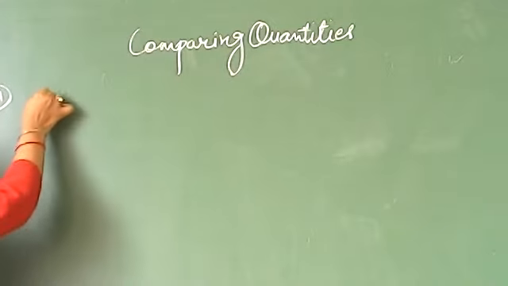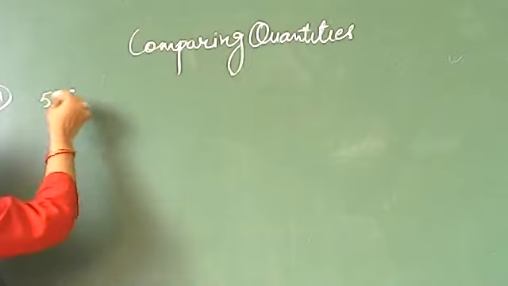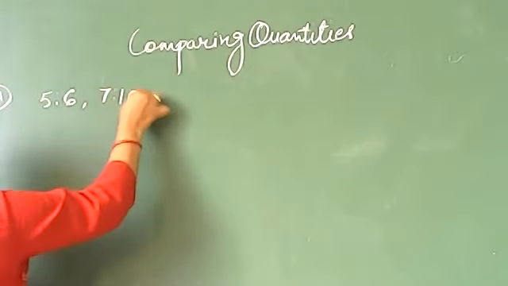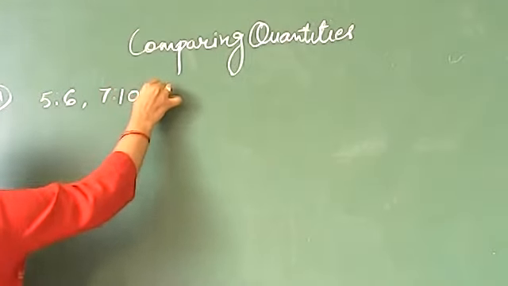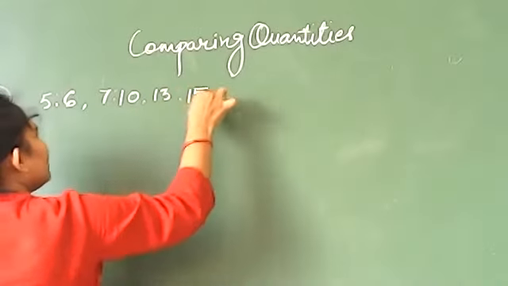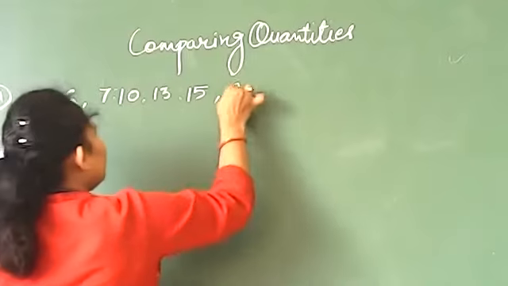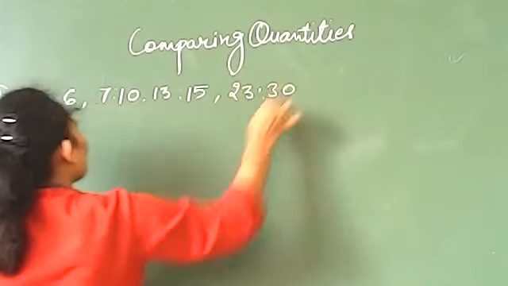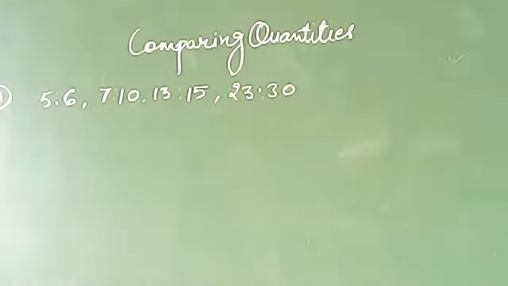Now what are the ratios? 5:6, 7:10, 13:15, then 23:30. Now you have to arrange these ratios in ascending order.